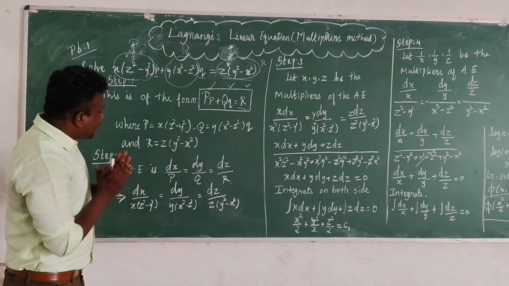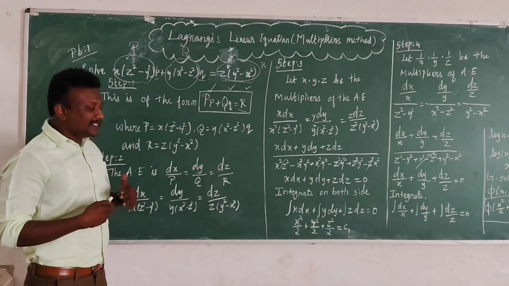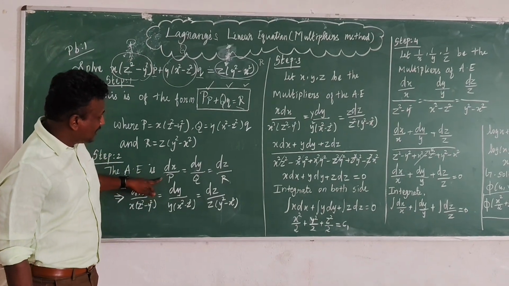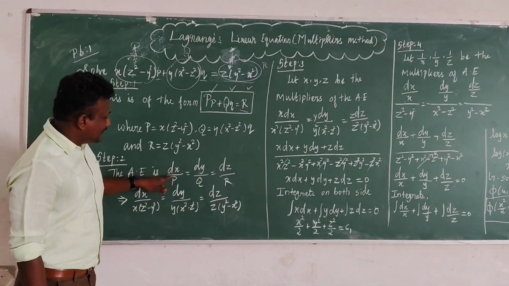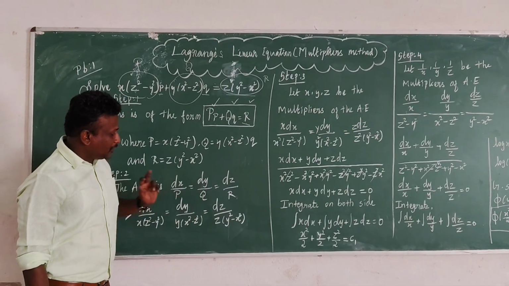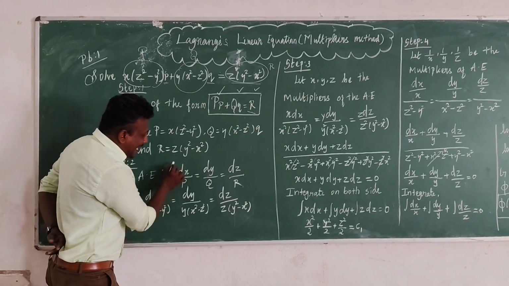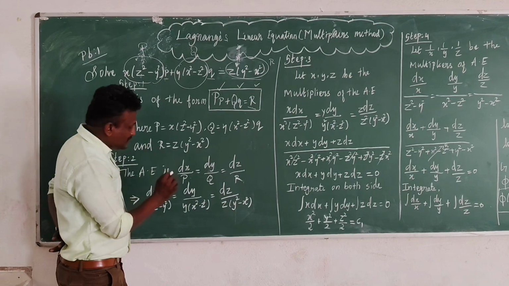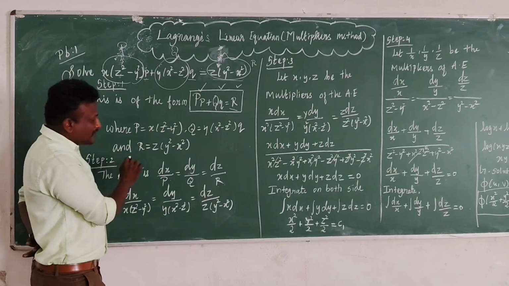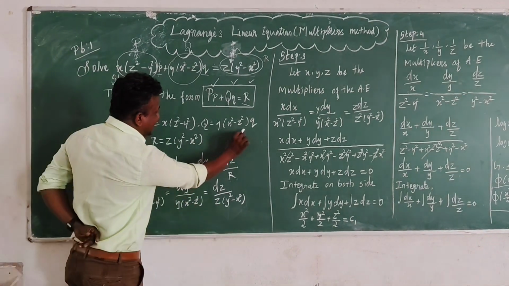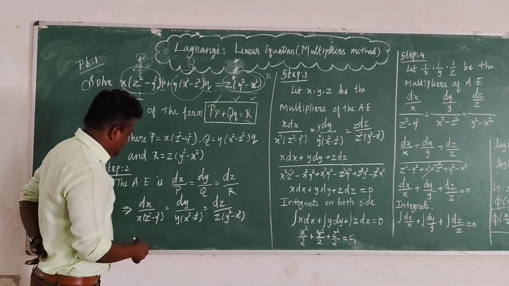In step 2, we have to write the auxiliary equation. The auxiliary equation is going to give us the general solution. This is the general formula for the auxiliary equation in Lagrange's linear equation: dx by P is equal to dy by Q is equal to dz by R. From this auxiliary equation, we observe what P, Q and R are, which we have already got here.